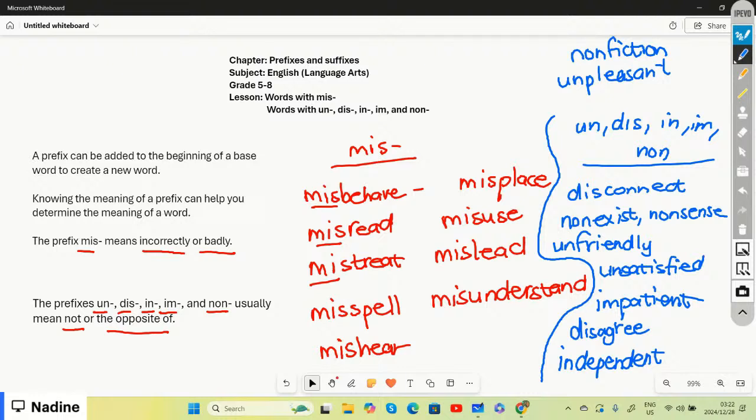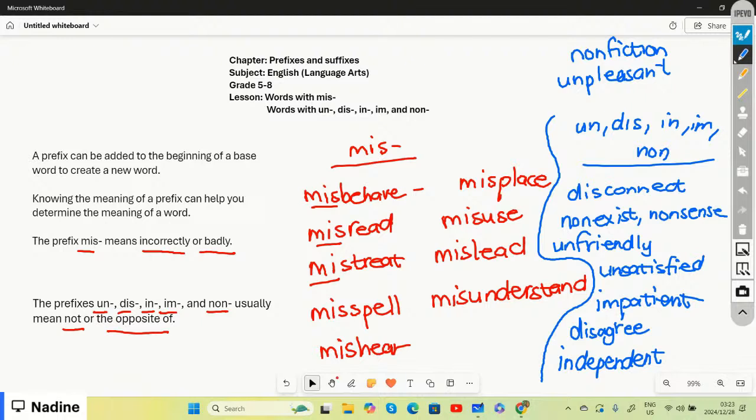Same with the words that mean opposite or not. We have non-fiction, meaning it is the opposite of fiction. You have either fiction or non-fiction books. Unpleasant, it is not pleasant, the opposite of pleasant. Disconnect, meaning something is not connected, the opposite of connect. Non-exist, it doesn't exist. Nonsense, it does not make sense. Unfriendly, you're not friendly at all, the opposite of friendly.